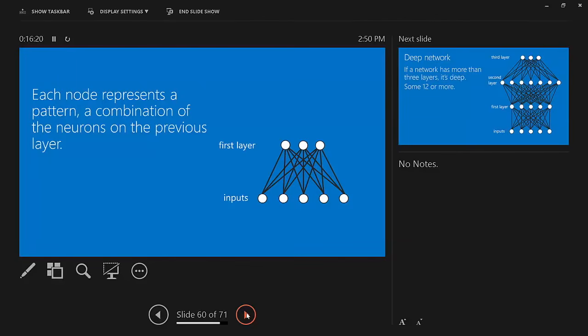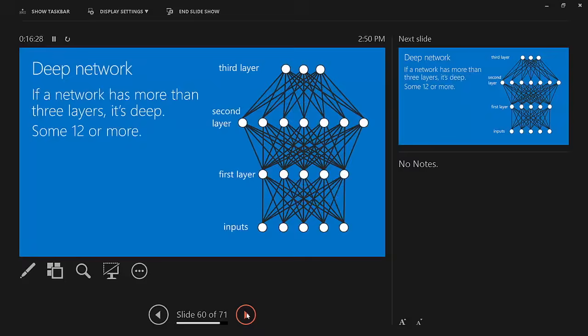So what we just looked at was a single layer. We have inputs, we have outputs. Every output is a combination of things that were on the previous layer. Now there's no reason then that we can't turn around and take that output layer and make it inputs for the next layer. And do that again and again. If a network has more than 3 layers or so, we call it deep. Some have more than 12. In some recent research at Microsoft, there are deep neural networks with more than 1,000 layers. There's no theoretical reason to limit the number of layers that you have. It just depends on the specifics of your problem.